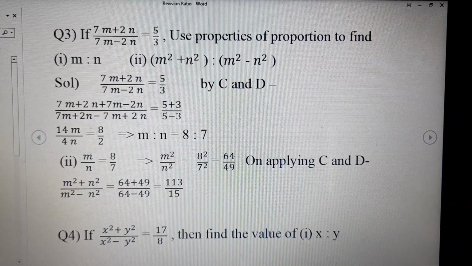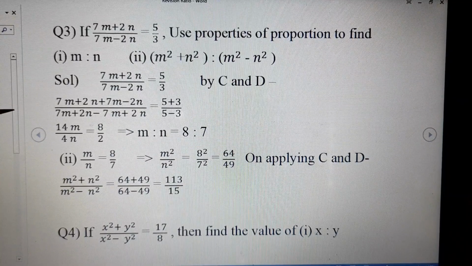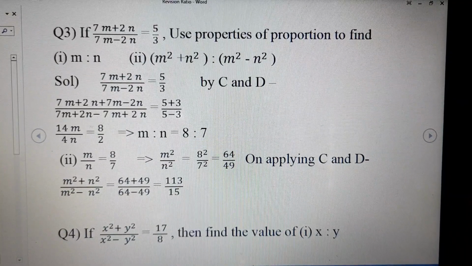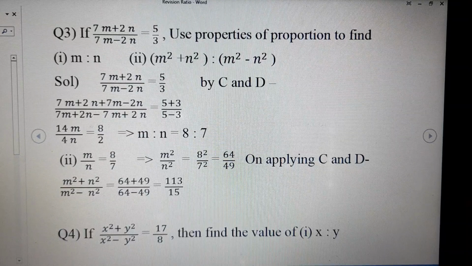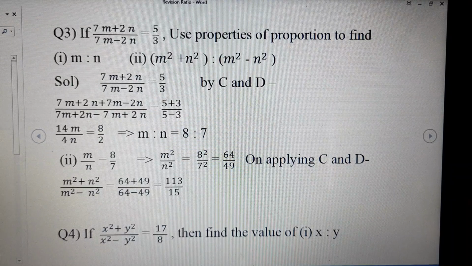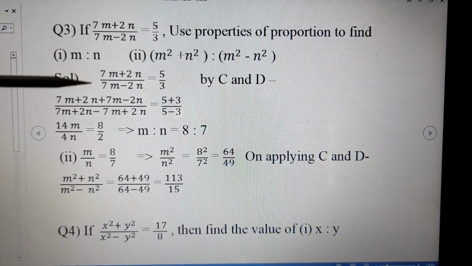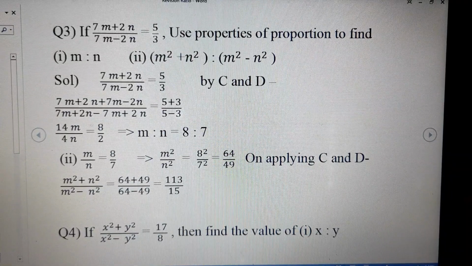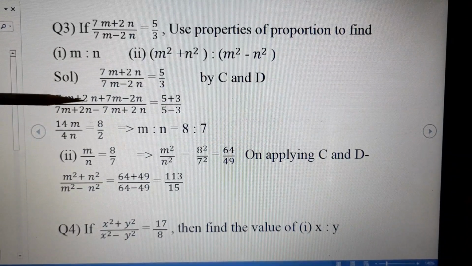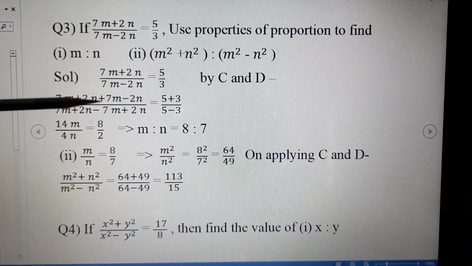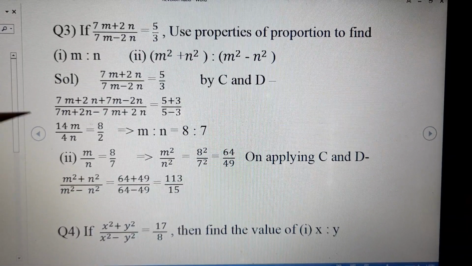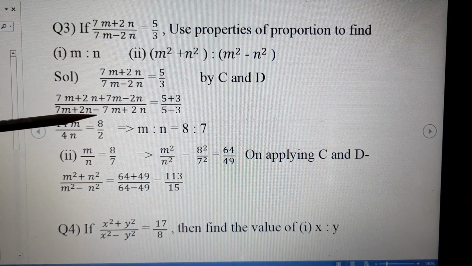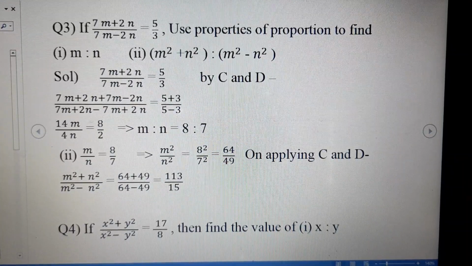Then applying componendo and dividendo says, if a upon b is equal to c upon d, then a plus b divided by a minus b is equal to c plus d divided by c minus d. Means numerator plus denominator divided by numerator minus denominator. So we have written that. You need to remember numerator plus denominator. So no problem because plus sign is here, so no sign will be changed. But when we write numerator minus denominator, then this minus sign will be converted to plus.